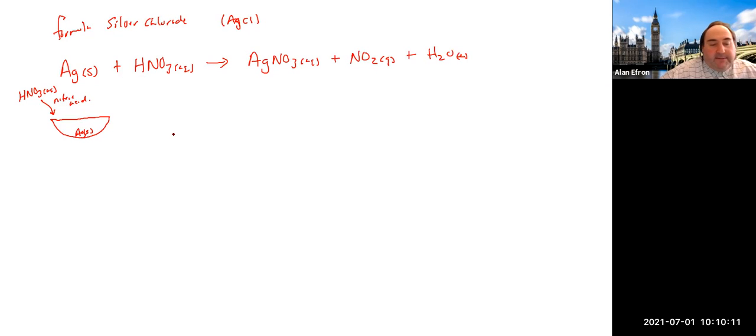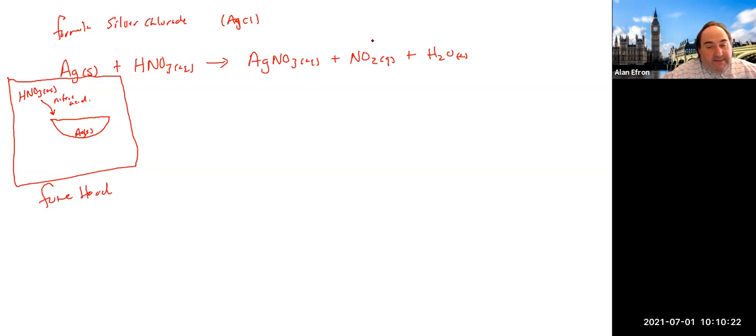And this process is done inside a fume hood. This entire experiment, by the way, is done inside a fume hood. The reason we do it inside a fume hood is because NO2 is a red-brown, toxic, deadly gas that is developed. You obviously don't want to be smelling and inhaling all that. So they put the evaporating dish in the fume hood, and everything's done in the fume hood.